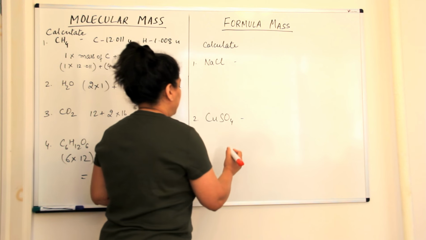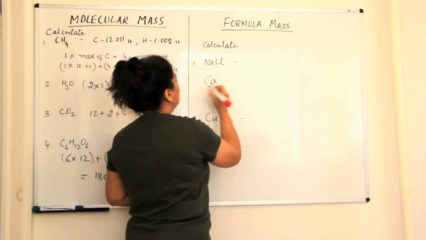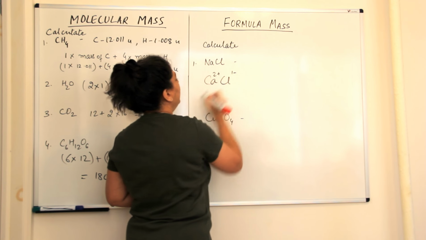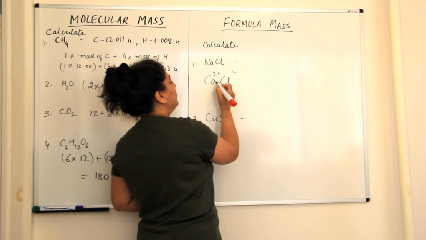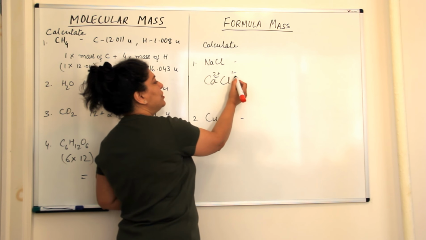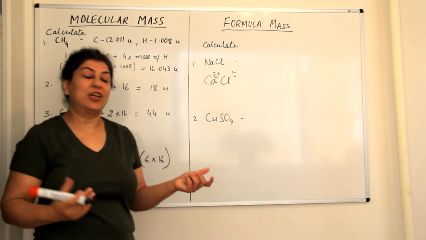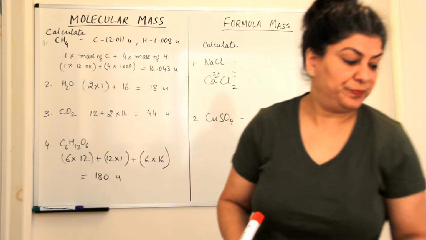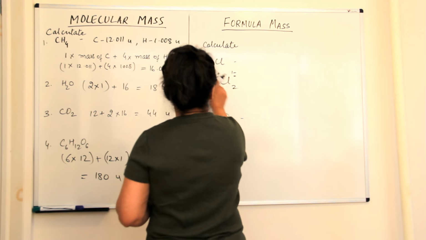Calcium, on the other hand, has a charge of 2 positive and chlorine has a charge of 1 negative. Therefore, for calcium chloride, for every 1 calcium there should be 2 chlorines, because for every 2 positive charges there should be 2 negative charges. So the formula of calcium chloride will be CaCl2. That's how the ratio works.